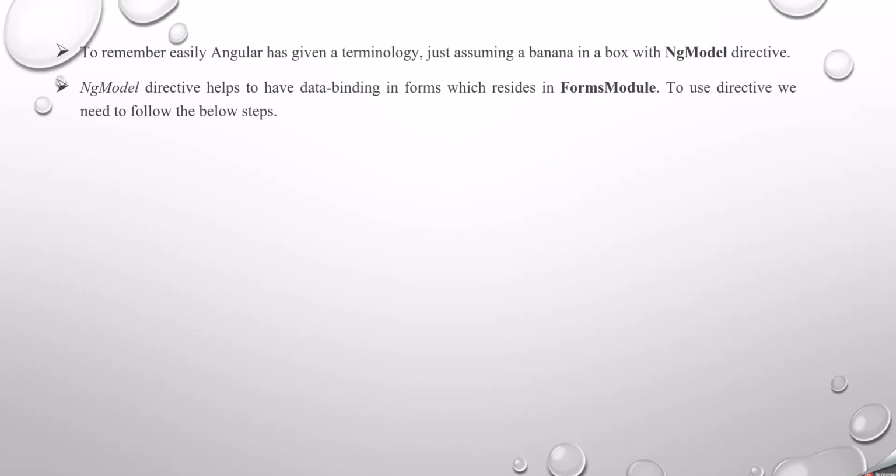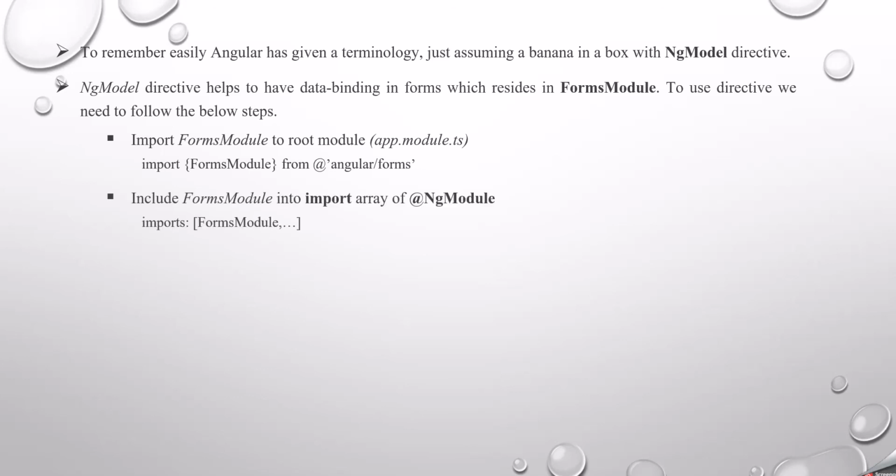So NGModel, what is NGModel? It is a directive which supports two-way data binding, and we are going to explore it right now. And where does it come from? NGModel is a part of a module called forms module, which we need to make use of. These are the steps. First you need to import forms module into the root module, here app.module.ts, using the import keyword. Once it is imported, we need to register it within the imports section. So that's it guys, let's do it and see the output.